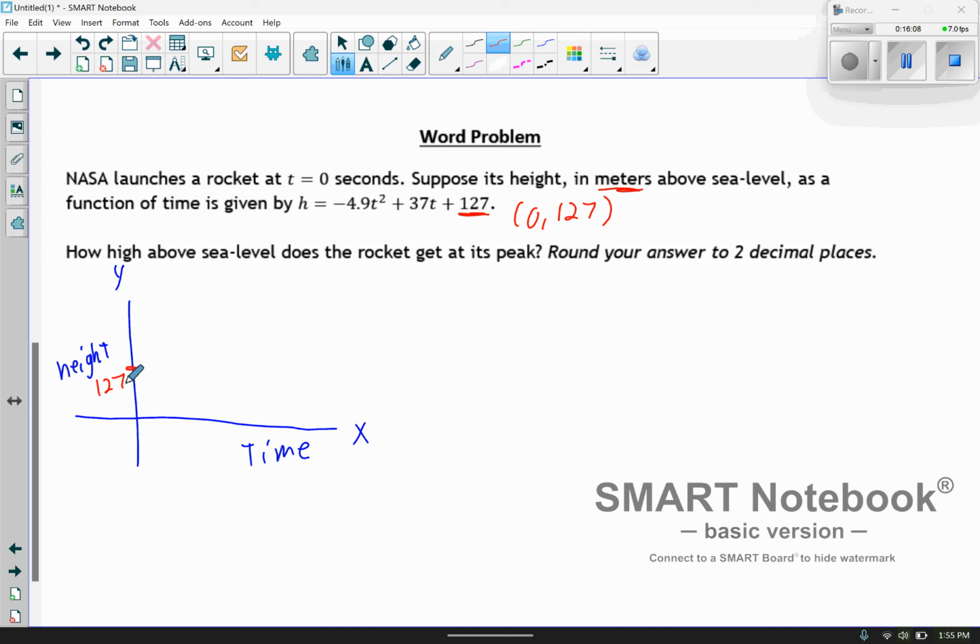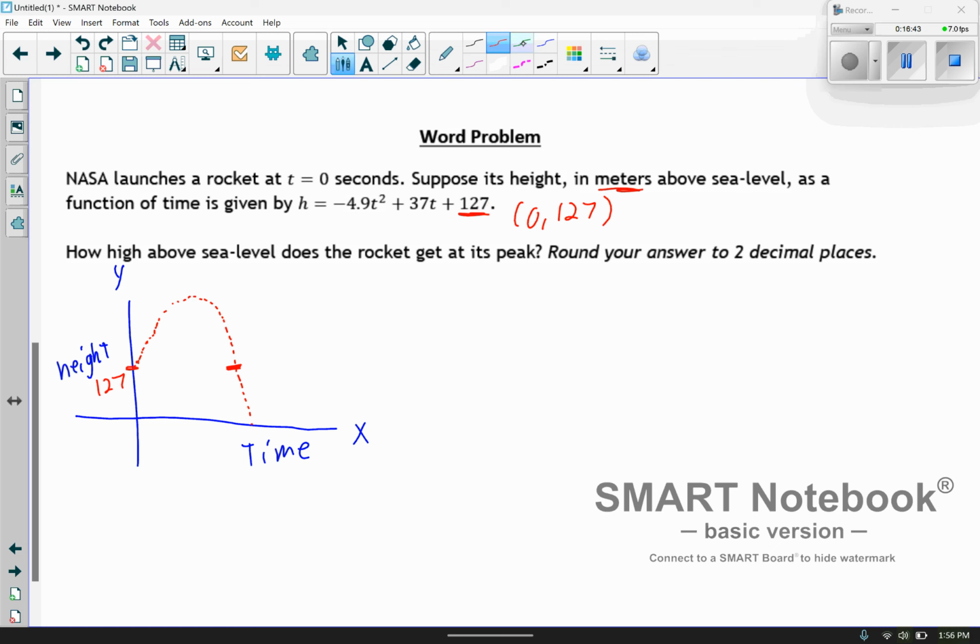The height is going to increase as we ignite the rocket. So the rocket's going to go up, and then its height eventually is going to come back down. It might actually stop at 127 if we're on a flat field or something like that. And by the way, this is not a picture of the rocket. It might look something like that as it shoots up in the air and arcs, but this is really the height and the time.